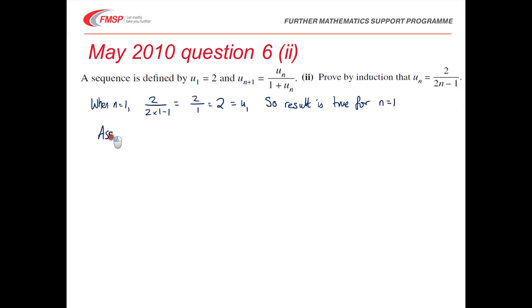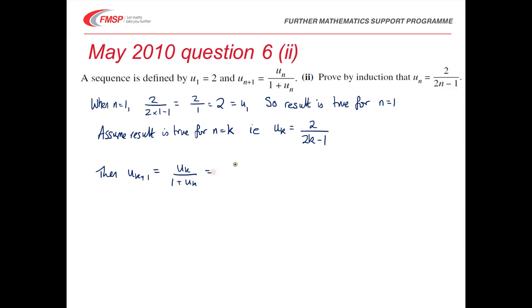We then assume the result is true for n equals k. In other words, that Uk is equal to 2 over 2k minus 1. Then, using the inductive definition, we know that Uk plus 1 is equal to Uk over 1 plus Uk, which is 2 over 2k minus 1, divided by 1 plus 2 over 2k minus 1.